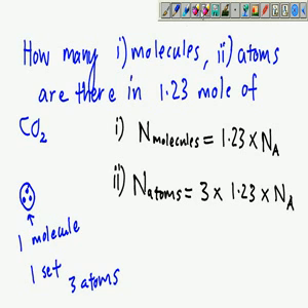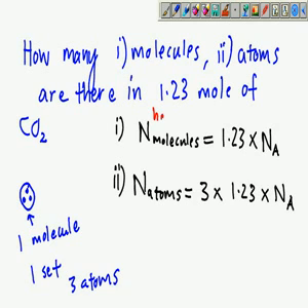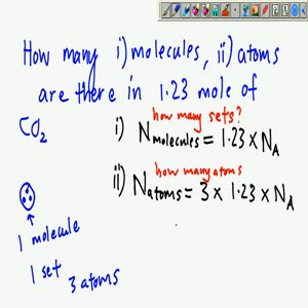So I put a key question here. How many sets? This one is how many atoms all together. Alright? How many atoms all together? So pay attention to this and you will learn something new.